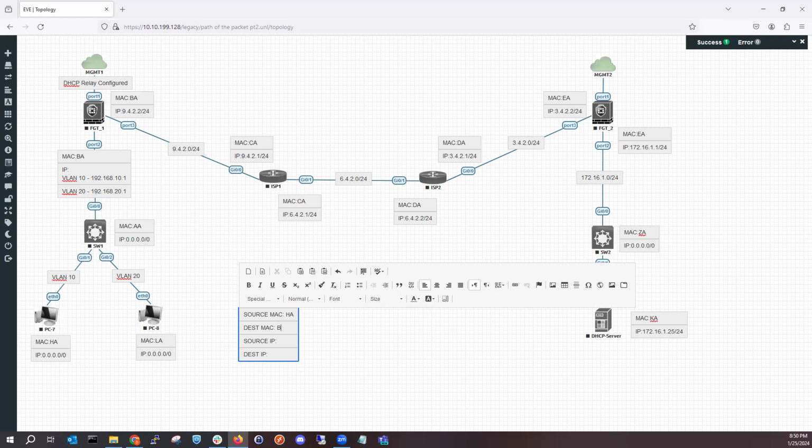All right. What's the source IP? The source IP would be PC7's IP address, which is 0.0.0.0/0. And what is the destination IP?